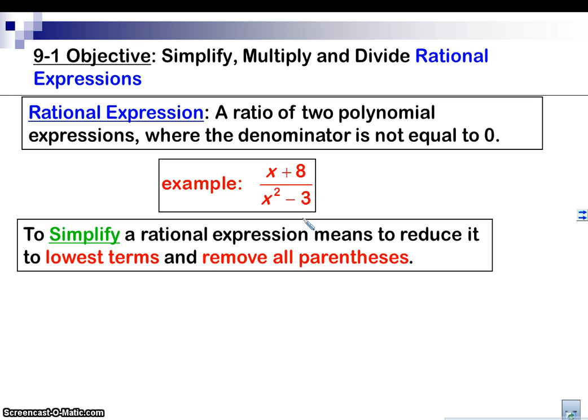Or basically, you know what guys, the denominator cannot be 0. Otherwise you'll destroy the universe or something. To simplify a rational expression means to reduce it to its lowest terms and remove all the parentheses. Now, notice here there are no parentheses in this. Well, we need to make sure that we have factored this before we can simplify it. Okay, so you'll see what I mean in just a moment. So let's take a look at some examples.